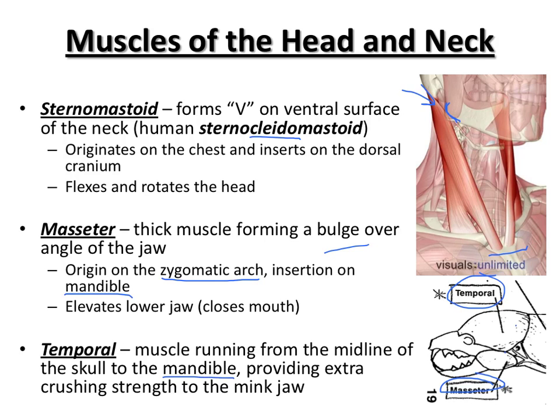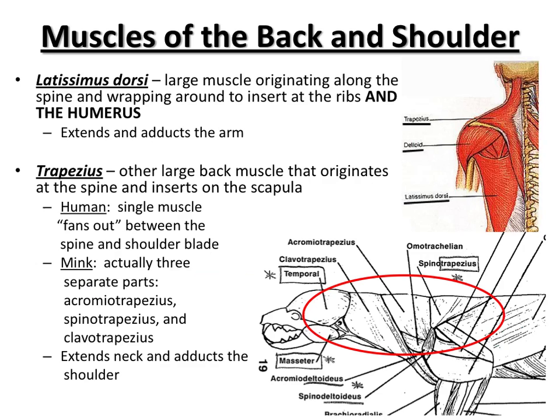These are both pretty easy to find on your mink. You'll want to try to remove some of the fascia or the connective tissue so you can actually see the muscle underneath. But they kind of stick out. They're pretty big. Now to the muscles of the back and the shoulder.